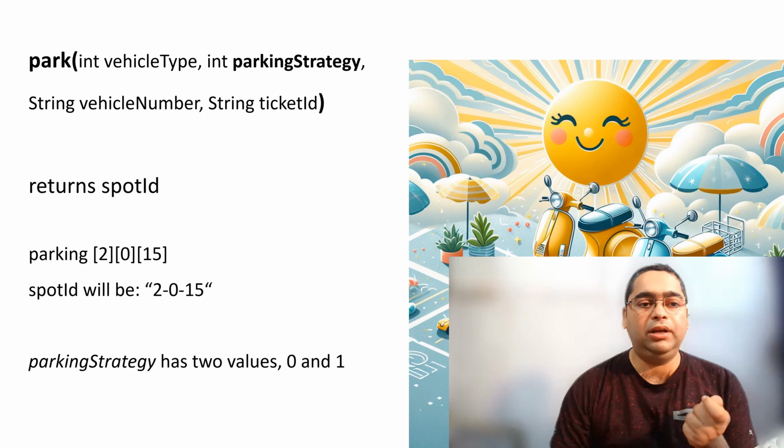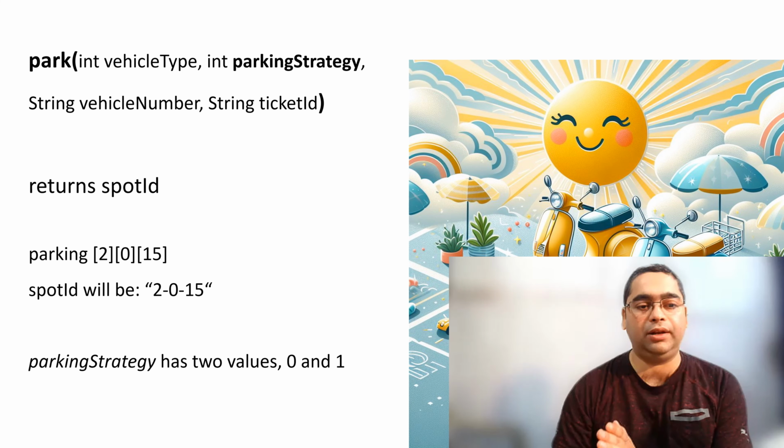Let's say, for example, we found a parking spot on floor 2, row 0 and column 15. So its spot ID will be 202-0-15. Now parking strategy has two values. That is, as of now, we need to implement two different algorithms for the park method.